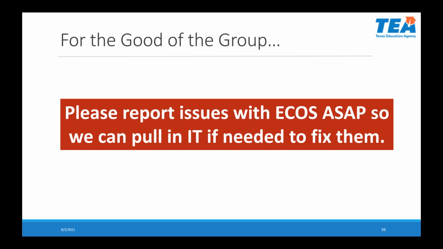A final important reminder is that TEA relies on our users in the field to let us know when ECOS is not working as it should be. We can expect a slowdown periodically between September 1st and September 15th. However, if something breaks and the screens or data entry portals are not functioning properly, we will need to pull our IT team in to fix it.